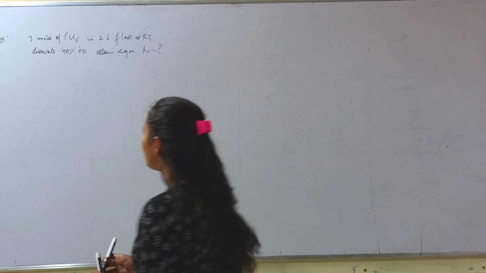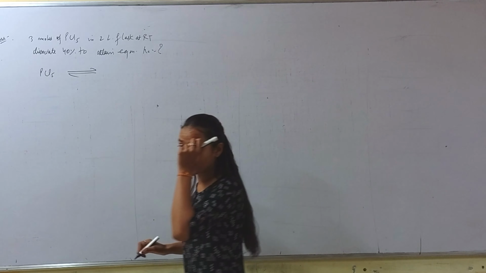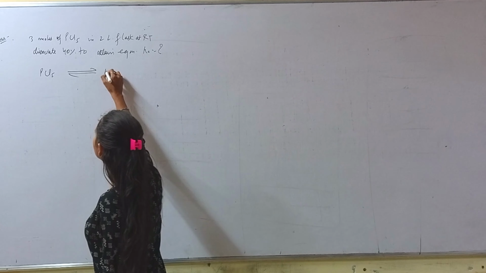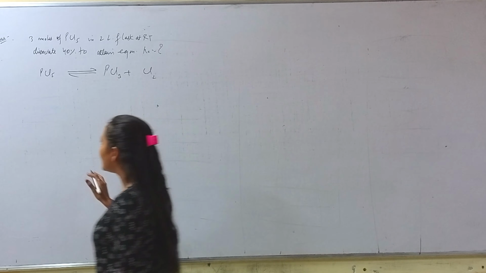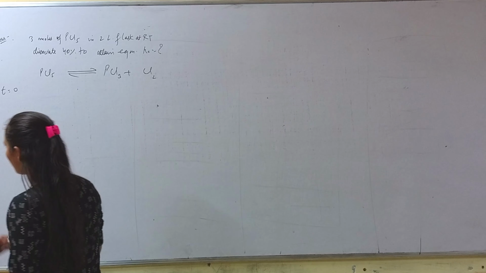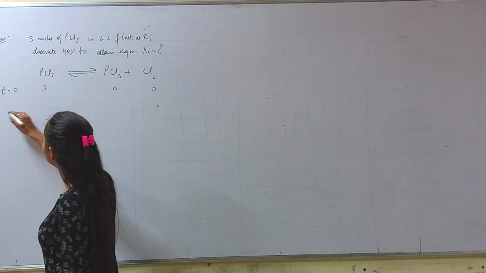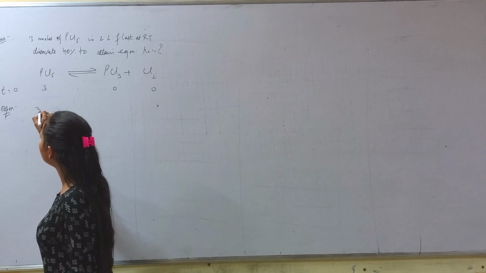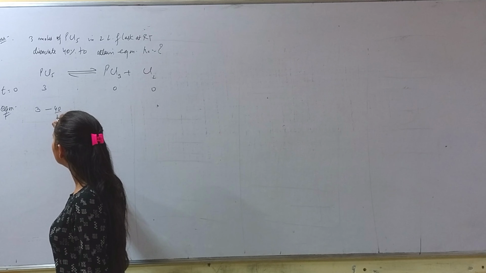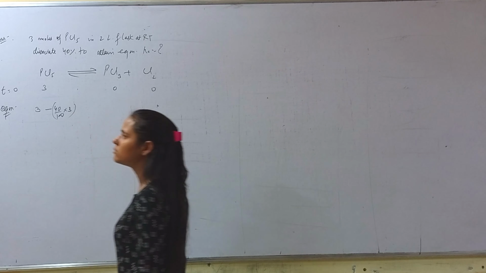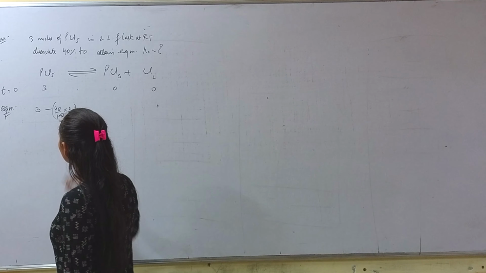Now let us see. PCl5 they are talking about. We know through inorganic that PCl5 is dissociated when it is heated. It is dissociated into PCl3 and Cl2. This is how it is dissociated. At time T equal to 0, they have given that this is 3 moles and it is not dissociated. But at equilibrium, they say that this is dissociated. How much it is dissociated is 40% of what was taken. So 40% of the 3 moles that was taken is dissociated. This comes out to be 1.2.